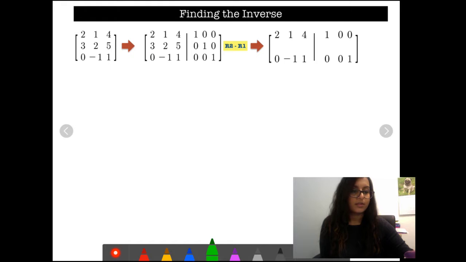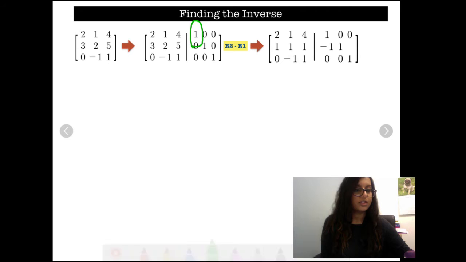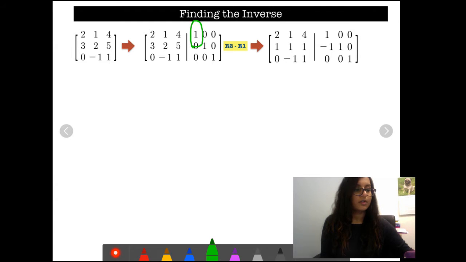So the first one is going to be 3 minus 2, which gives us a 1. Then 2 minus 1, which is 1. 5 minus 4. 0 minus 1 on the other side, and that gives us negative 1. Then 1 minus 0, which is still 1. 0 minus 0 is 0.